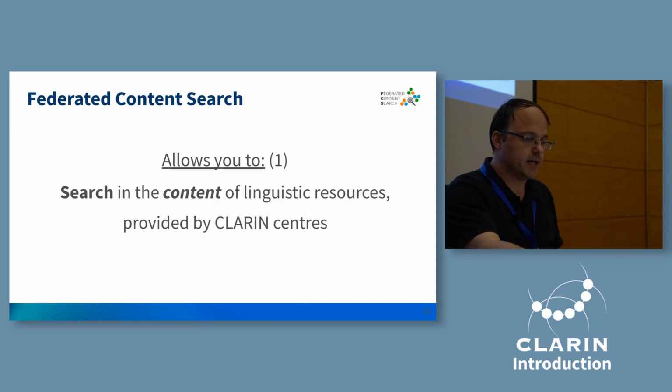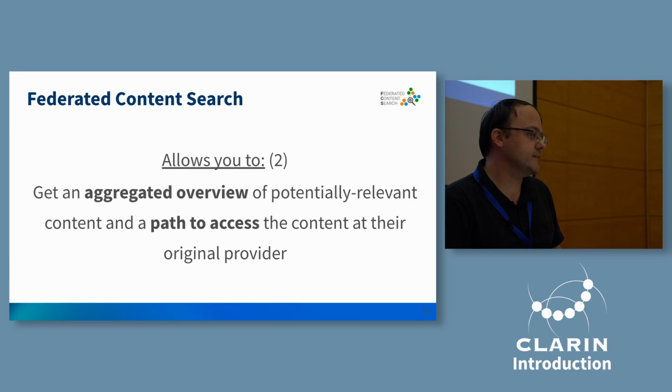This alone wouldn't be particularly helpful, but FCS also allows you to get then an aggregated overview of all the results we got. So an overview of potentially relevant content, and always a path to access the content in the original context at the original provider. So the FCS is not meant to be a replacement for all of those fancy and powerful corpus query engines or treebank interfaces. It's just to give you a broad overview of the content that is available in the CLARIN infrastructure. And you will always have the option to go to the original context if you need more functionality, if you need a wider range of context, or if you need more information at the specific CLARIN center here.